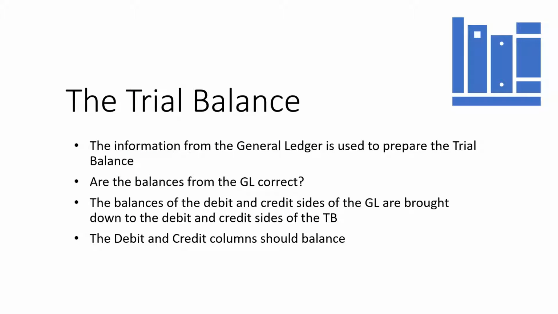The next and final step in the accounting process before the preparation of the final accounts is the trial balance, and the information from the general ledger is used to prepare the trial balance. It will be explained to students that the balances of the debit and credit sides of the general ledger are brought down to the debit and credit sides of the trial balance.